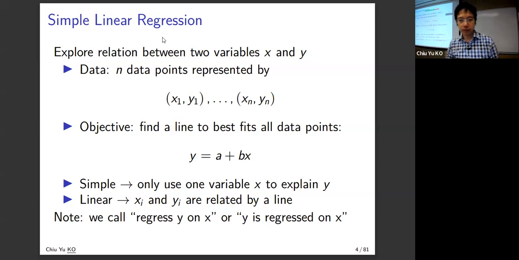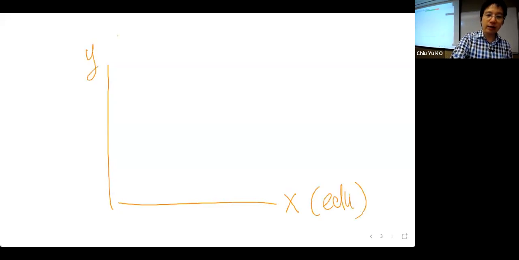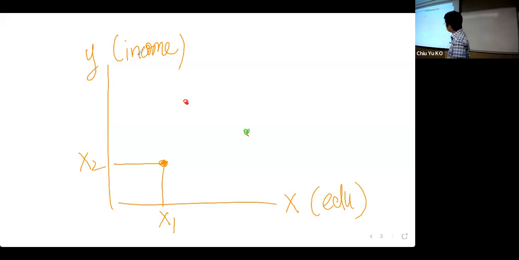If you recall what a scatter plot is, suppose you have x, which is education, and y is the income. Observation 1, x1, y1, gives a point there. So all the observations can be represented as points in this scatter plot. The data can be represented by a scatter plot.